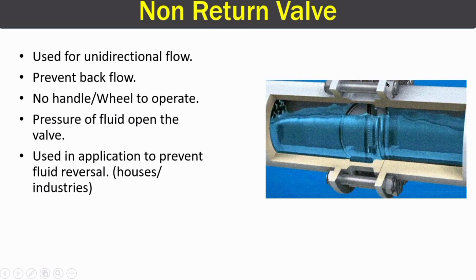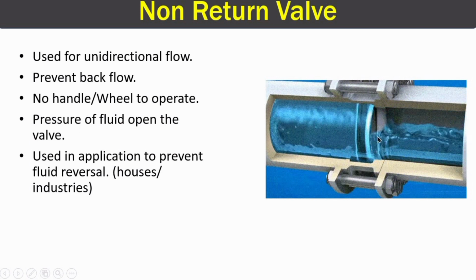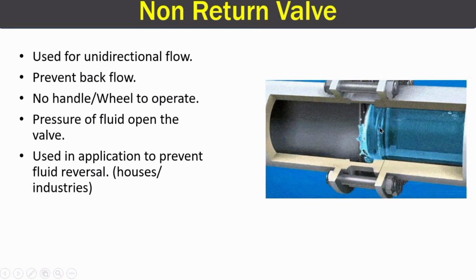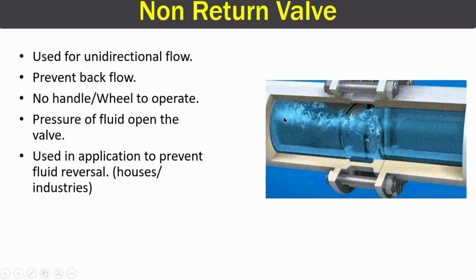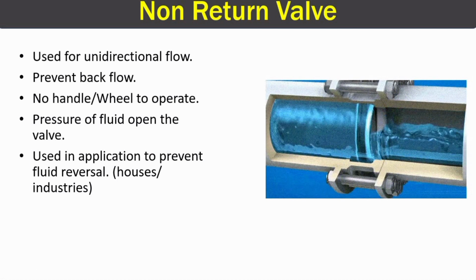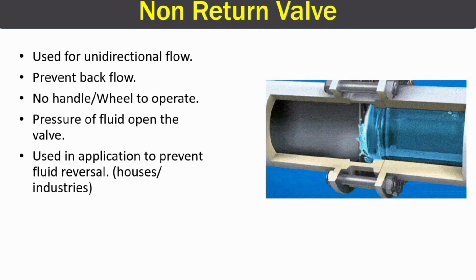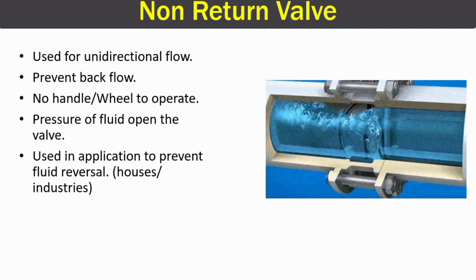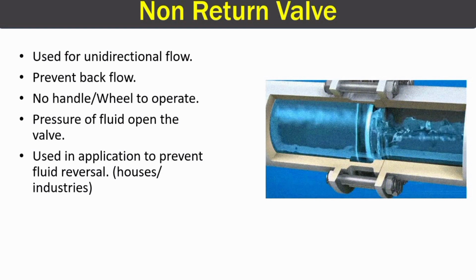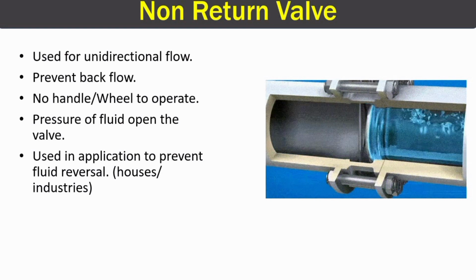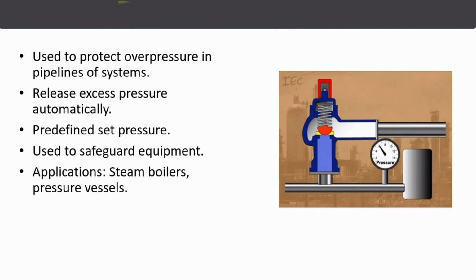Here you can see in the image the pressure of the fluid in that specific direction opens up this valve, and some pressure drop will always exist in this category in order to open this valve, and it is used to prevent fluid reversal. It can be used in houses and industries. All right, so sometimes this non-return valve is also called as check valve.